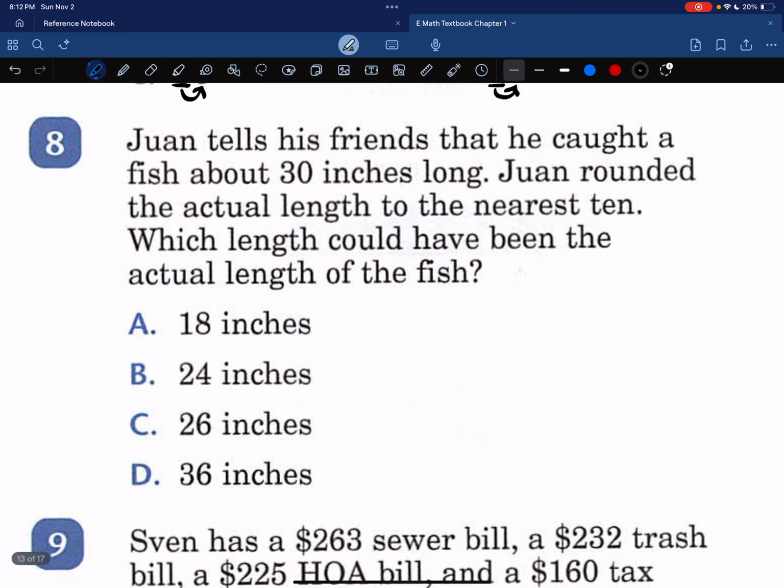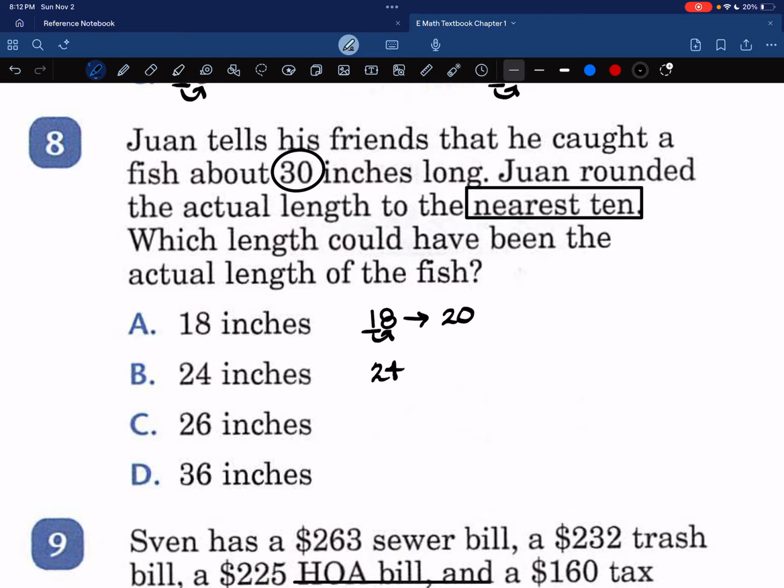Number 8. Juan tells his friends that he caught a fish about 30 inches long. Juan rounded the actual length to the nearest 10. That's important. This number is also important. Which length could have been the actual length of the fish? Well, we could eliminate 18 because that's not even in the range, but let's go ahead and round it to get a 20.